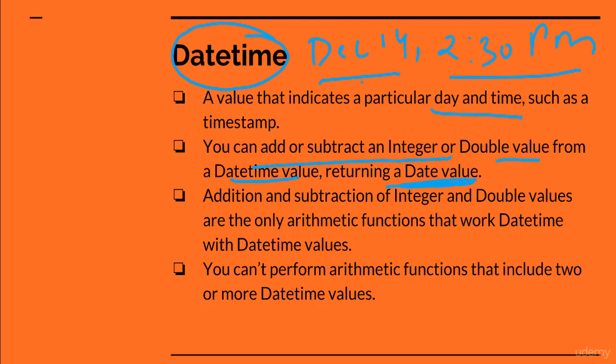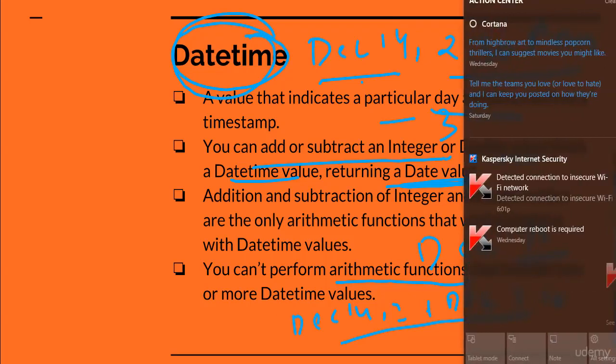So you can say December 14, 2:30 p.m. minus 3, that will be equal to December 11. You can do something like that. You cannot perform arithmetic functions that include two or more datetime values. It means you cannot say December 14, 2:30 p.m. plus December 16, 7:10 p.m. That is not allowed in the case of datetime.